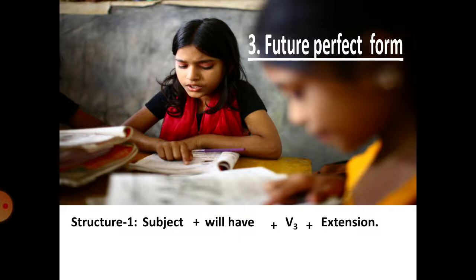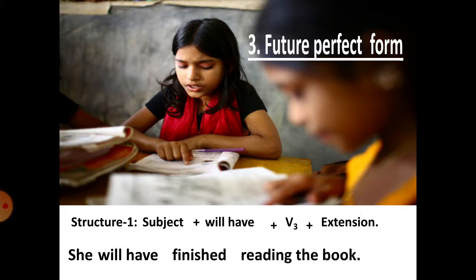I am giving a sentence here. First I will use a subject she, then will have. I am using a verb 3, finished. She will have finished reading the book. Okay, dear students. If you learn the structure, then you will easily find out.